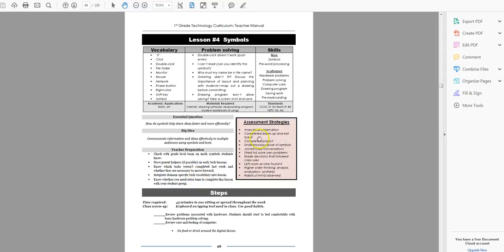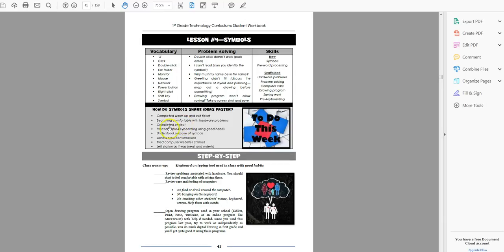Assessment strategies here. This is what you can assess them on. And it shows up here under their to-do list. So they know exactly that you're going to expect them to do the warm-up and exit ticket. You expect them to be becoming comfortable with hardware problems.